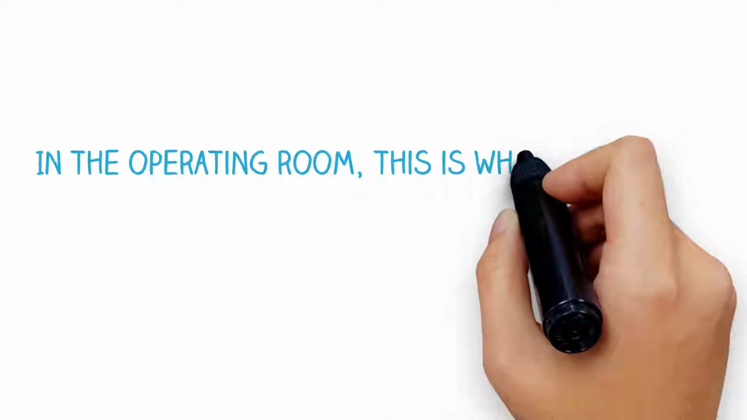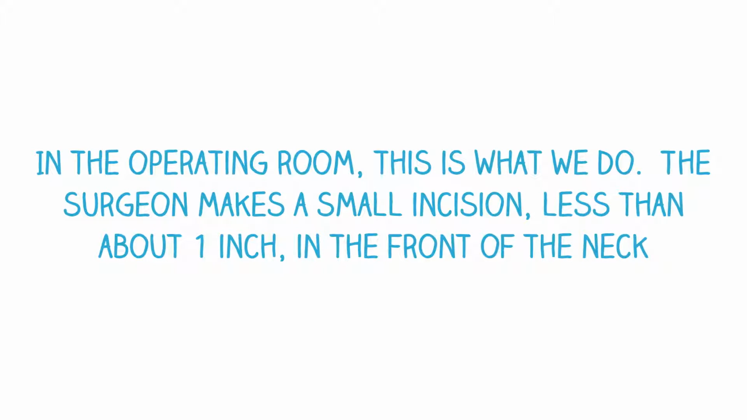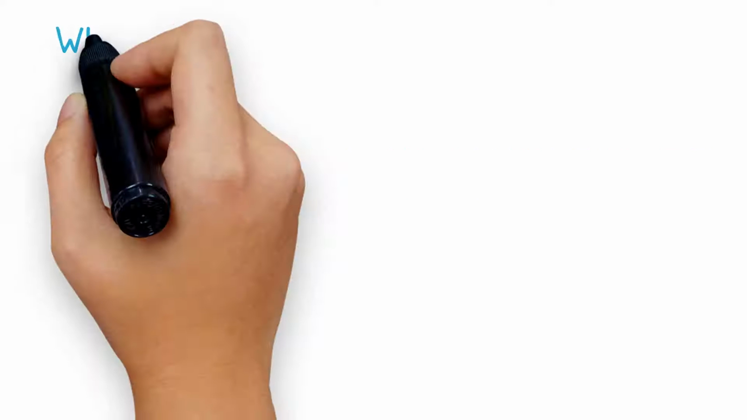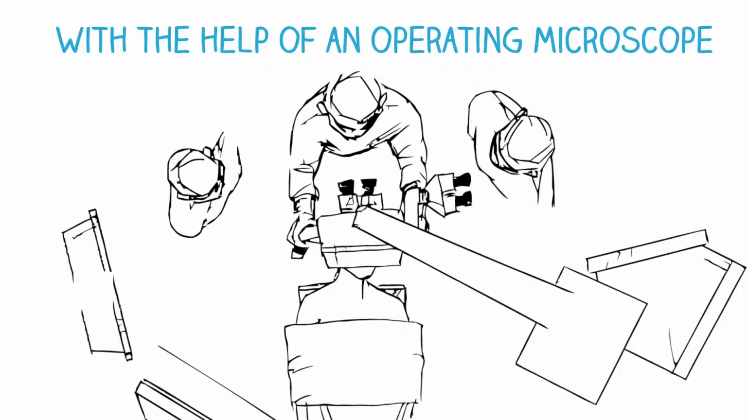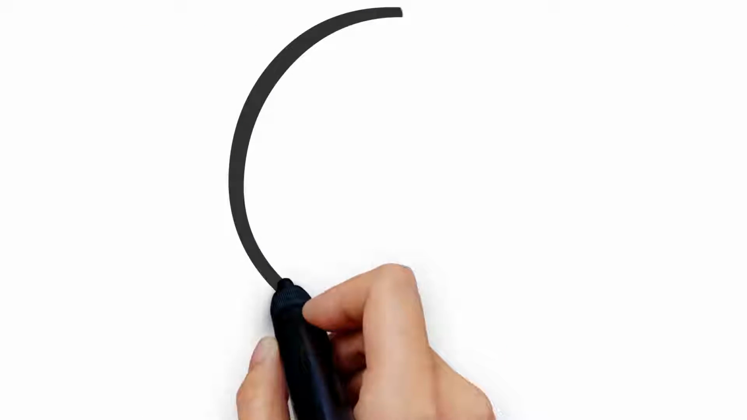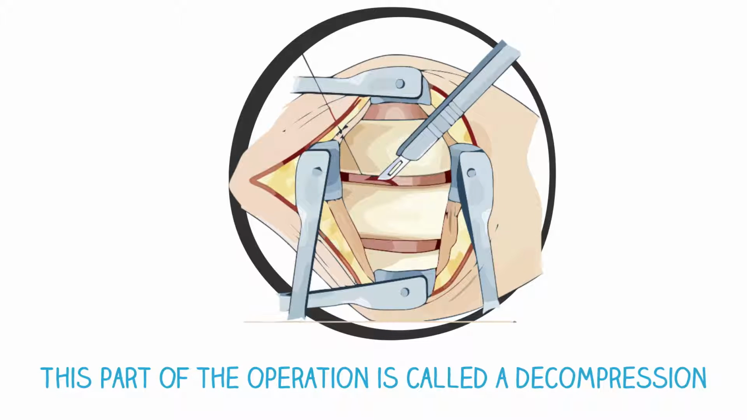In the operating room, this is what we do. The surgeon makes a small incision, less than about 1 inch, in the front of the neck. With the help of an operating microscope, the damaged cervical disc is removed, and the fragments of the disc are lifted off of the irritated nerve root. This part of the operation is called a decompression.